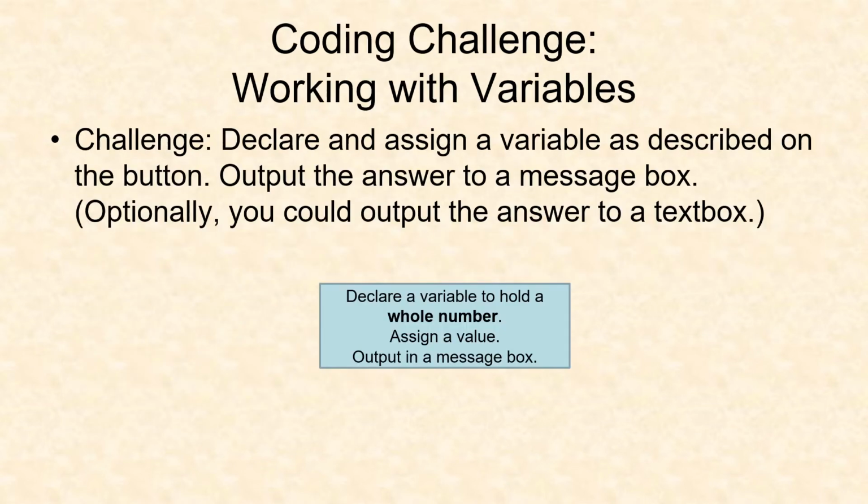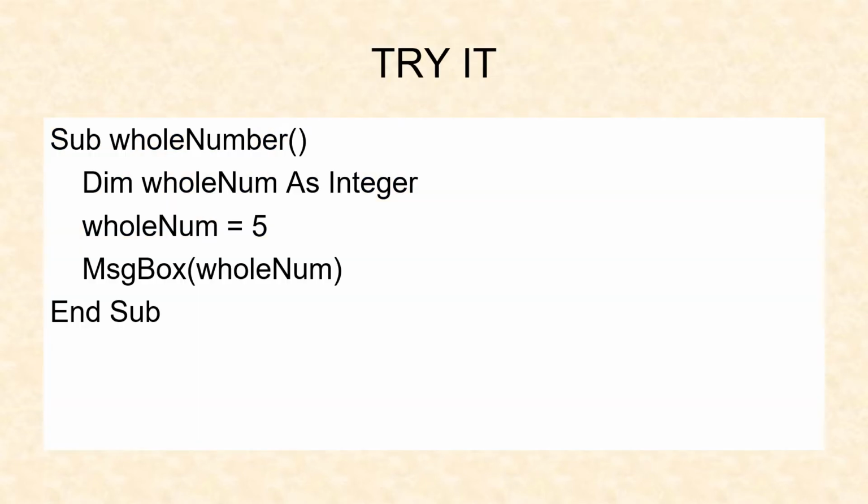For our first coding challenge, let's work with a variable. Let's declare and assign a variable as described on a button. And then let's output the answer to a message box. Or, optionally, you could output the answer to a text box. So what would the coding look like? Well, this button described that we would present a whole number. We would generate it and present it.